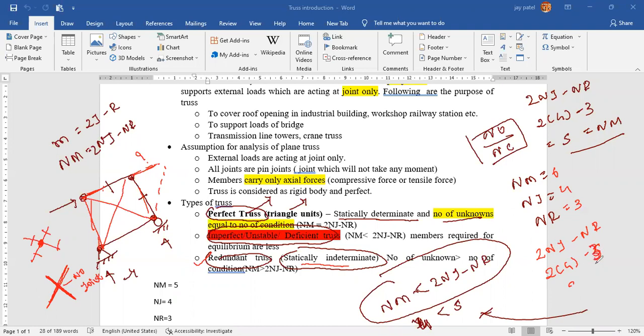2j minus 3, we will get the value 5. It will be less than the number of members because our number of members is 6. Yes or no? Now, can I tell like this, that 2j minus r should be less than the number of members? Reverse question, greater than answer. Yes, I hope it is clear to all of you. Clear, Shane? Please confirm me.